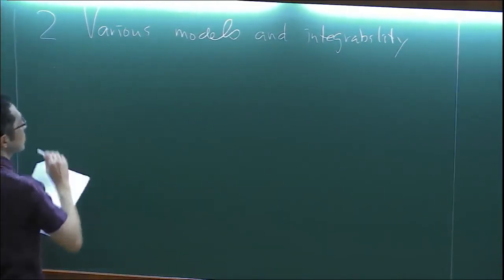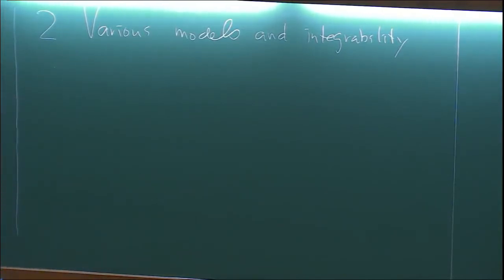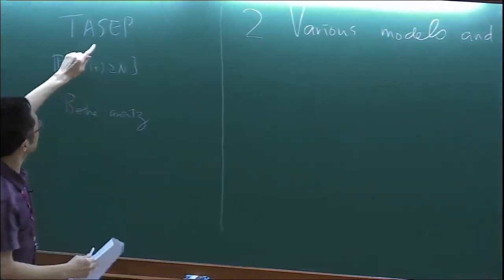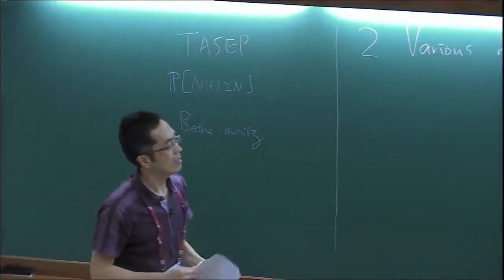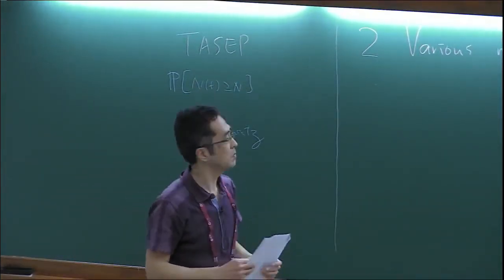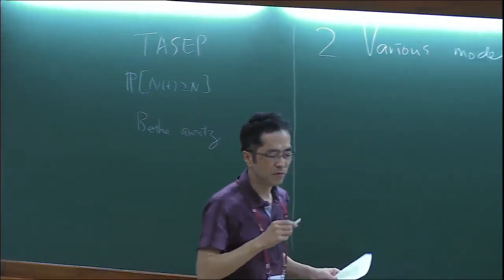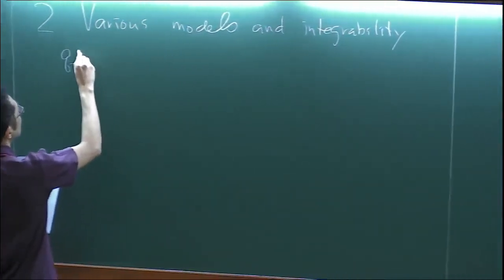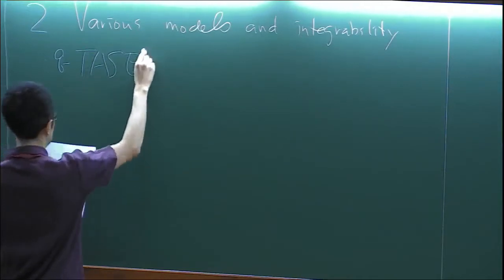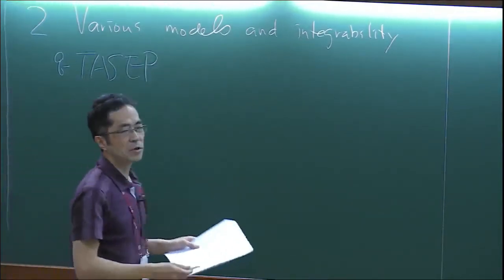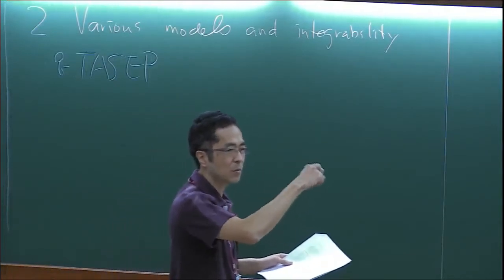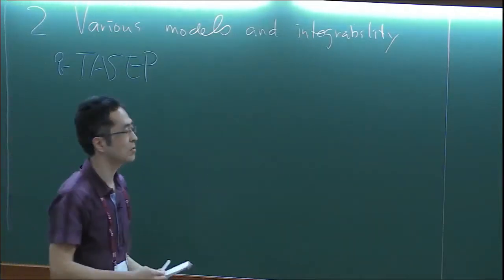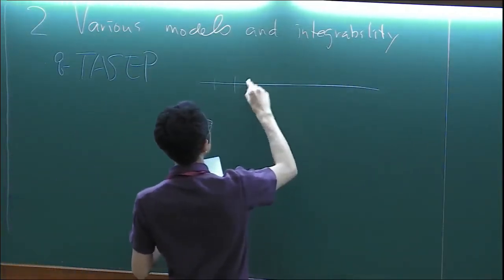Okay. As a generalization of TASIF, we already know one model, ASIF. In this case, each particle hops in both directions. This is ASIF, a generalization of TASIF. But there's another direction of generalization that is very important in this field. This is q-TASIF. This is a version of TASIF in which the particles hop only in one direction. T means totally, so totally asymmetric means particles hop only in one direction. In that sense, this is TASIF.